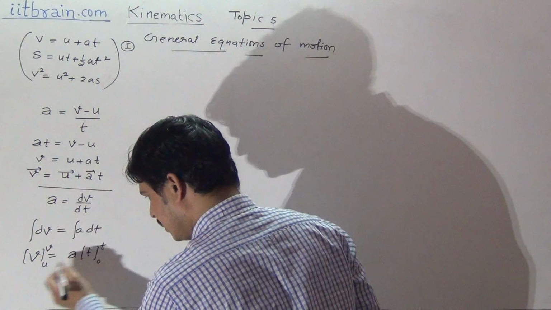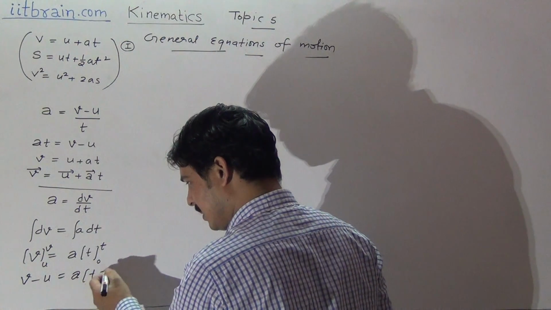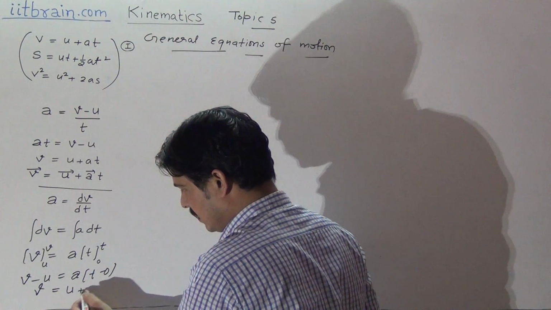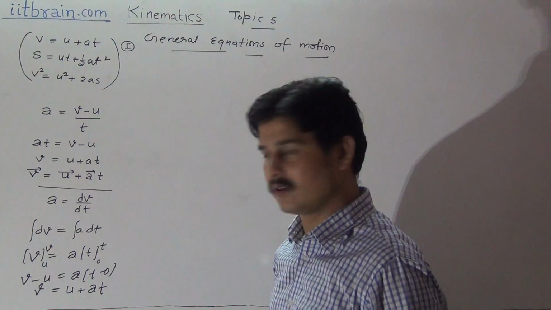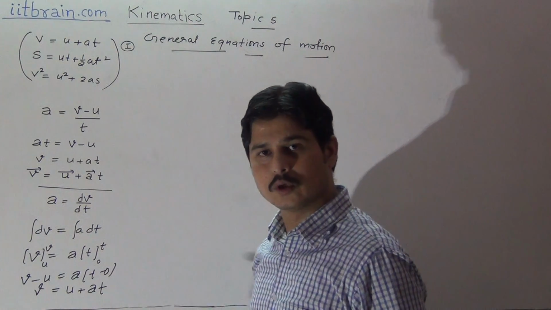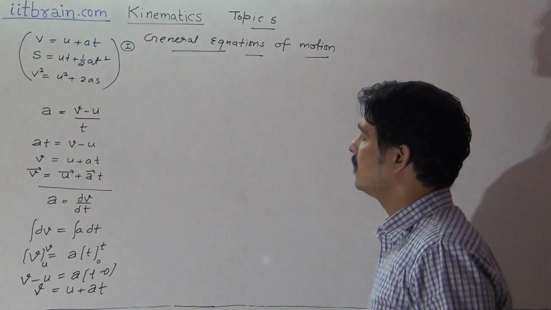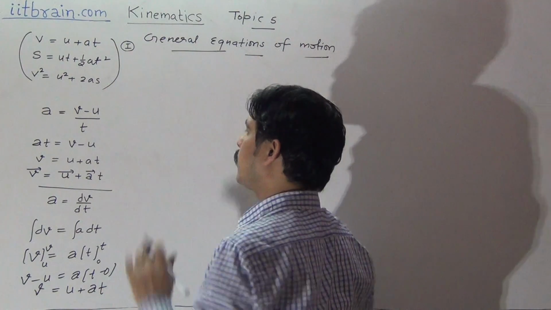Now on applying limits, v minus u is a into t minus 0. So finally you will get v equal to u plus at. So this is the first equation, v is equal to u plus at, which we can derive by this method also. These are the three equations, and this is the explanation or derivation for the first equation.